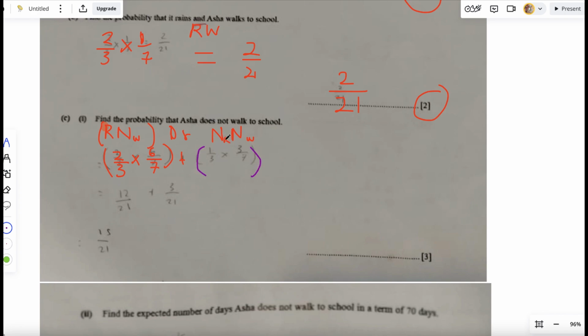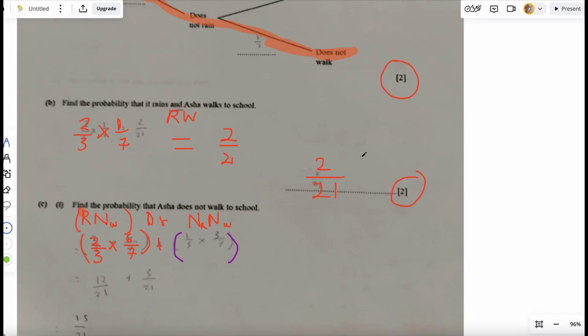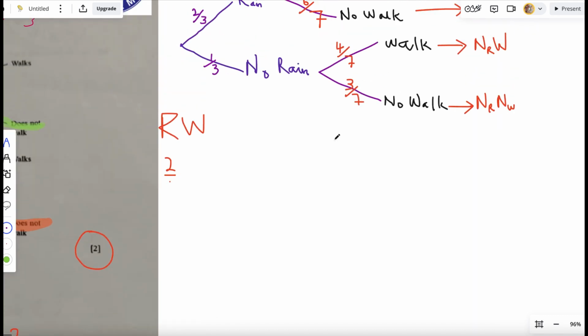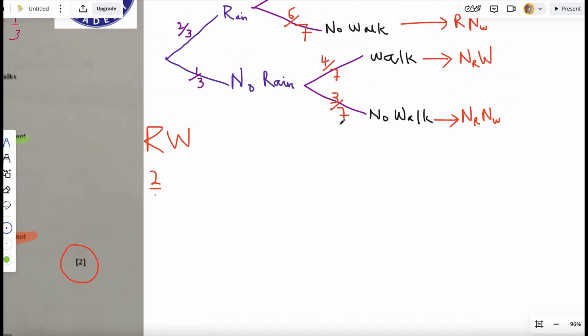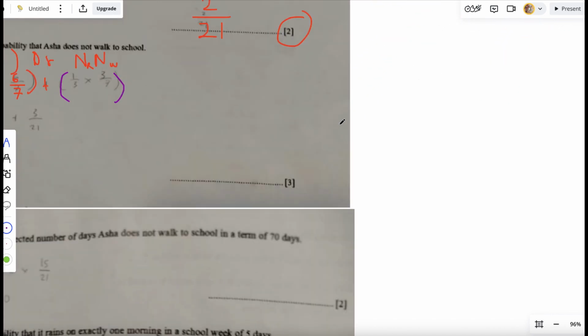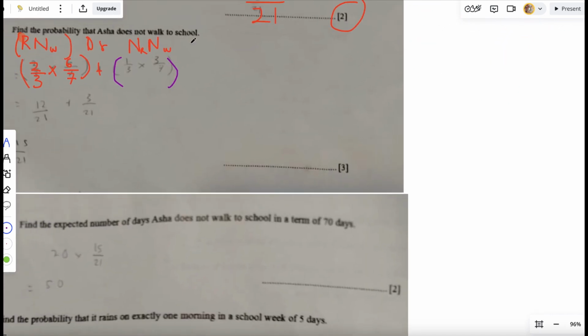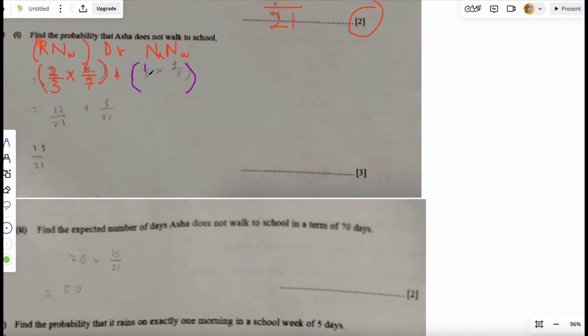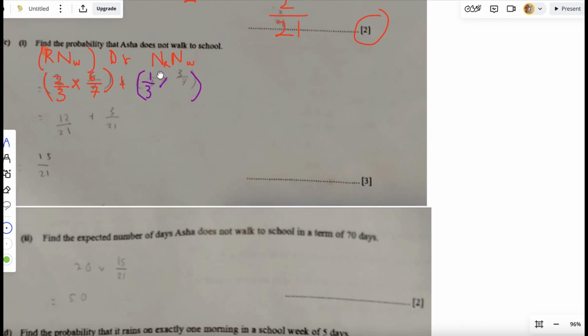Then no rain, no walk to school. Now let's take a look at no rain. Probability of no rain is 1 over 3, and no walk to school is 3 over 7. So 1 over 3 times 3 over 7.